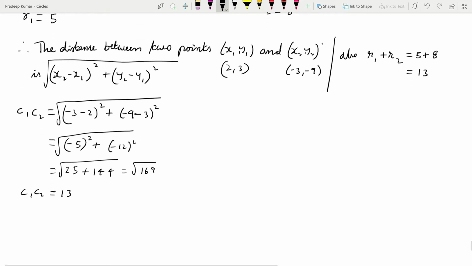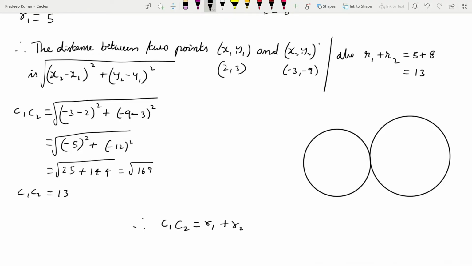So now we can write it as, see here, center to center we got 13, and the radii when we add, we got the value 13. So we can definitely write, therefore C1C2 equals R1 plus R2. Alright, if I have to make the figure, the distance between centers C1C2 is equal to the radius 1 plus radius 2. So let's make the figure.